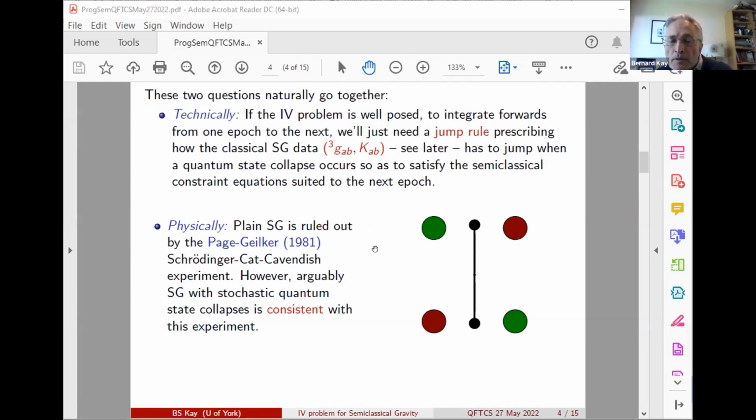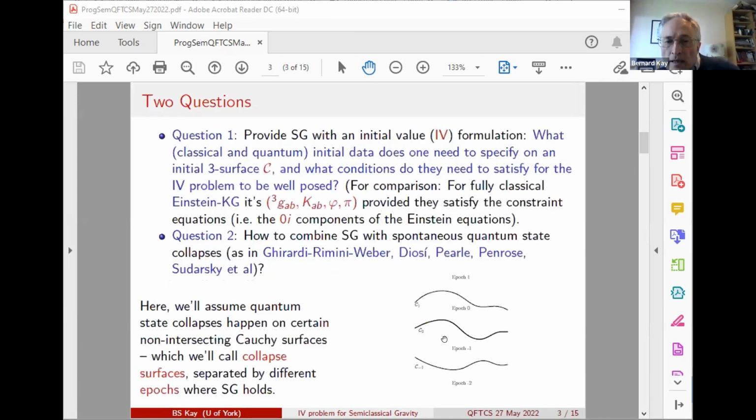But the point is that we nevertheless get, or conjecture at least, by putting together several conjectures that we argue are reasonable, a well-defined time evolution from one epoch to the next. So we get a well-defined way of evolving Cauchy data through a collapse surface. But at the collapse surface itself, the semiclassical Einstein equations don't make sense.